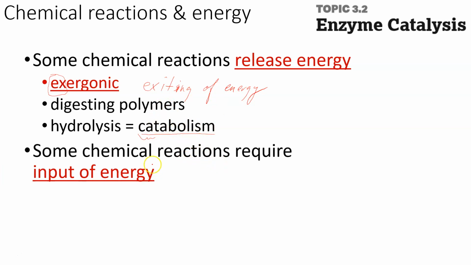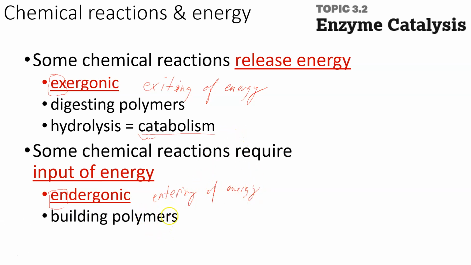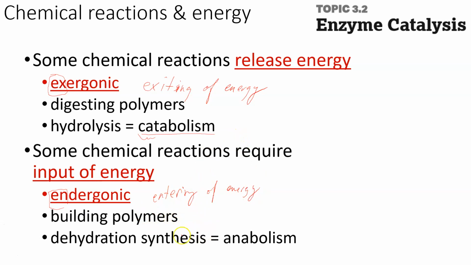Some chemical reactions require an input of energy. These are considered endergonic. You can think of that En there as energy ends up inside, or it's entering, of energy. In other words, a storage of energy. These are built polymers typically, built through dehydration synthesis. This is called anabolism, as you might expect.